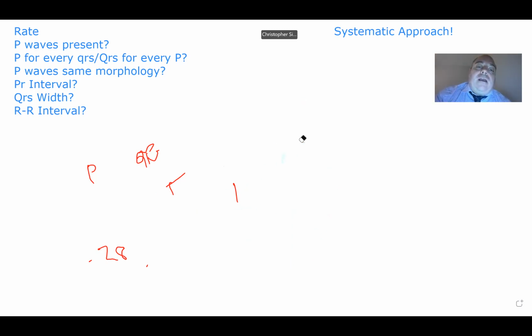So what did we have? Let's do a recap. We had a rate of 70 on the first one, rate of 80 on the second one, right? P waves were present, P for every QRS, yep. P, same morphology, yep. PR interval, first one was normal. QRS width was narrow. R to R interval was regular. That fits a normal sinus rhythm, okay?